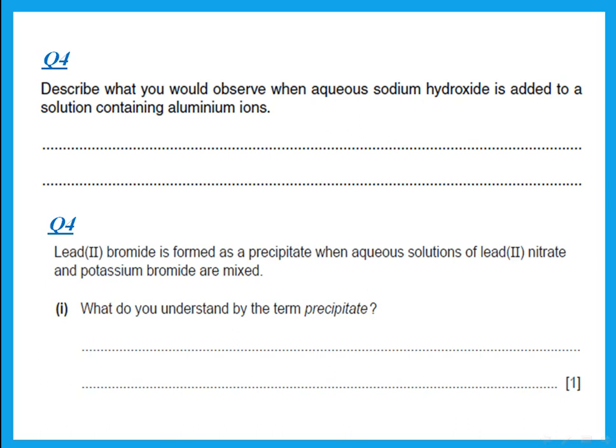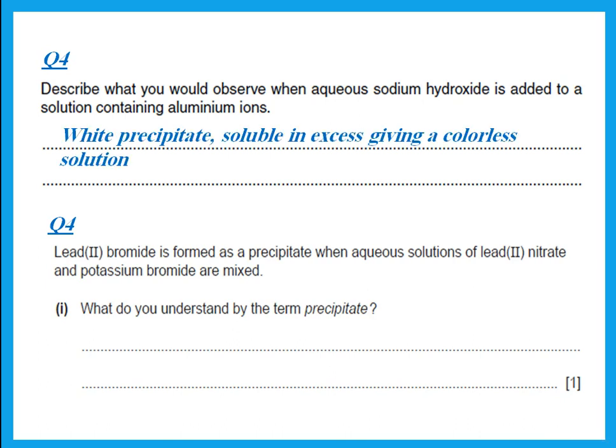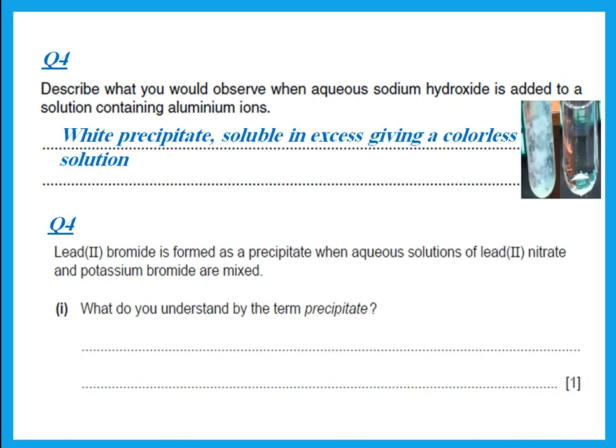Describe what you would observe when aqueous sodium hydroxide is added to a solution containing aluminium ions. Okay, let's see. What was the test for aluminium? When we add sodium hydroxide, what happens? White precipitate, soluble in excess, giving a colorless solution. That is the result of aluminium ions with sodium hydroxide.